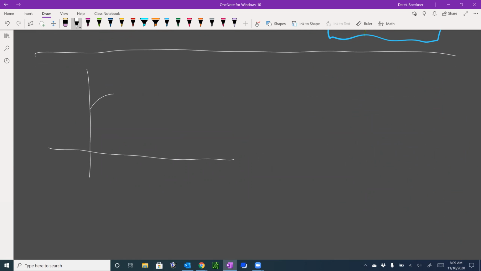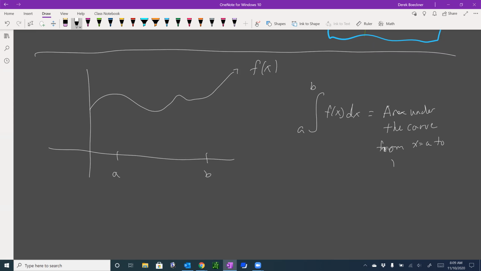So we're going to have a function f of x, and it's going to be on an interval from a to b. And we're going to say that the integral from a to b of f of x dx, this is just notation for the area under the curve from x equals a to x equals b.